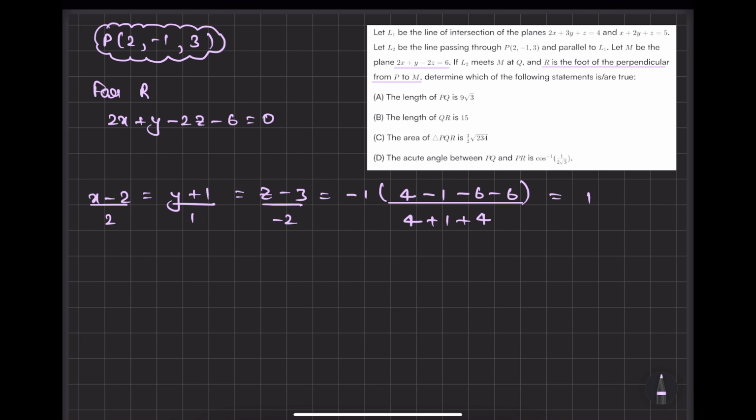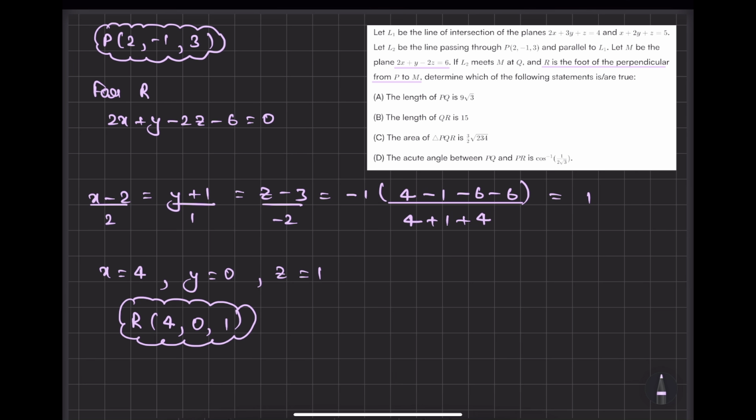Now, can I say that the x coordinate will become 4? You have to equate this with this. Okay. So x will become 4, y will become 0, and z will become 1. Correct? So your R coordinate becomes (4, 0, 1). So this is your R.